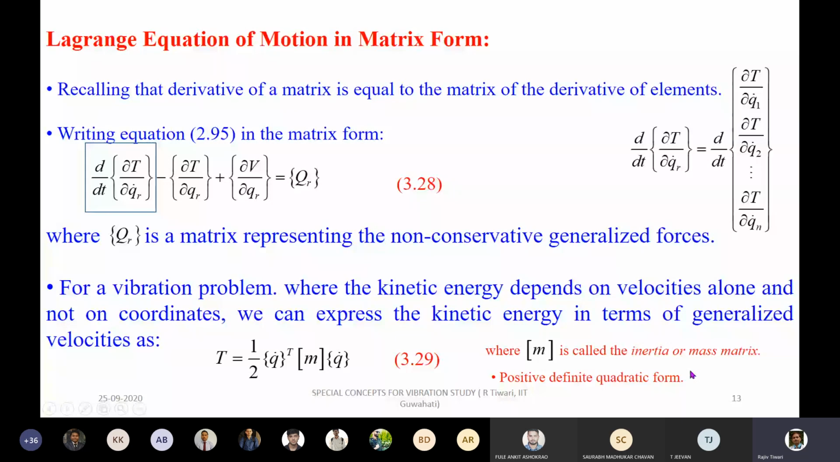These have some meaning, especially when we go for the solution of the differential equation. They will indicate the form of the solution we will expect from the governing equation. So that's why we are trying to classify this kind of terminology in which we are saying positive definite. That means always it is positive, the kinetic energy.